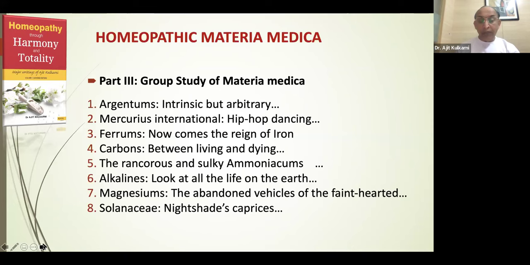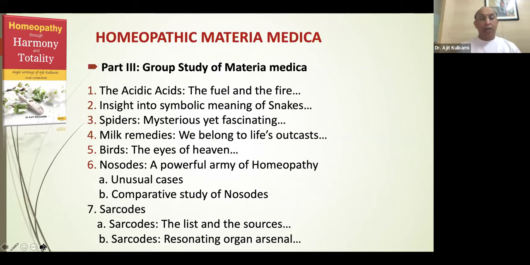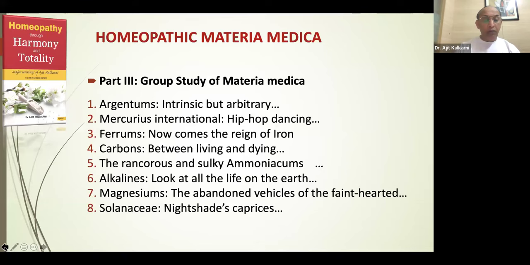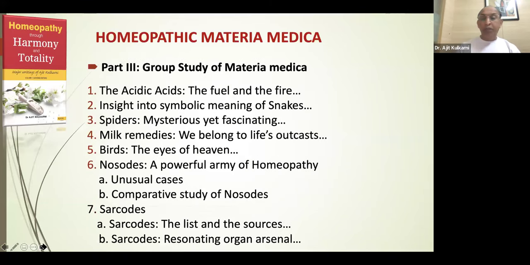Solanacea family, nightshades, caparices. Then the group study also goes for 7 more groups. So we have totally, you see, covered 8 and the 15 group studies. Acidic acids, the fuel and the fire.